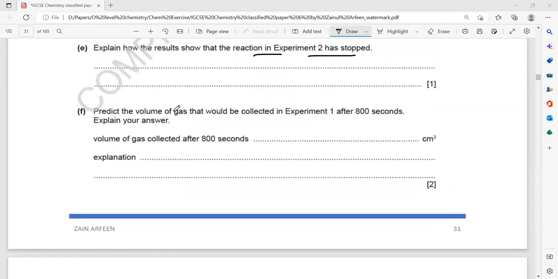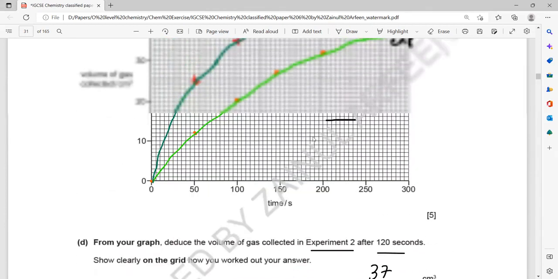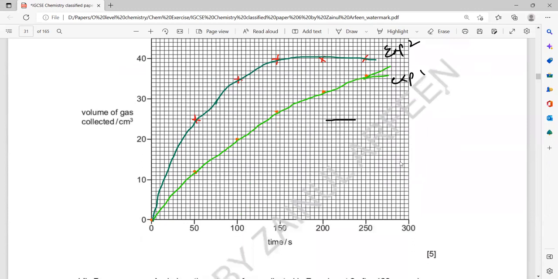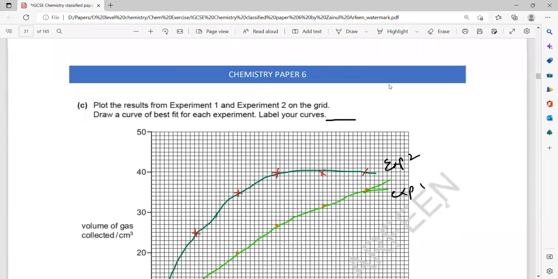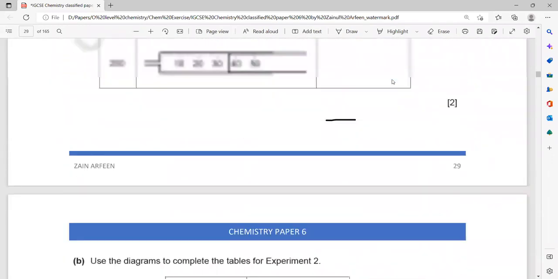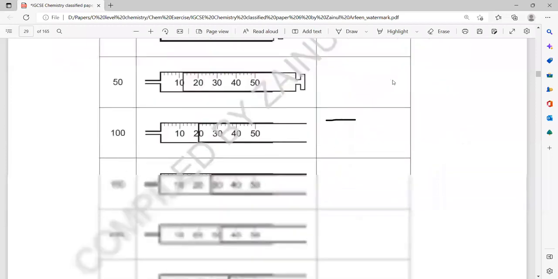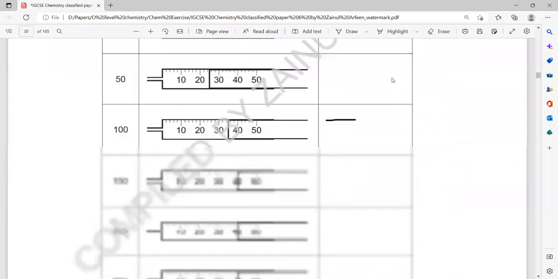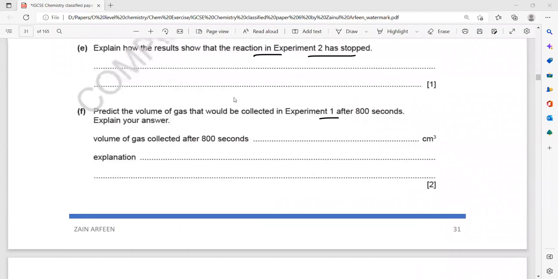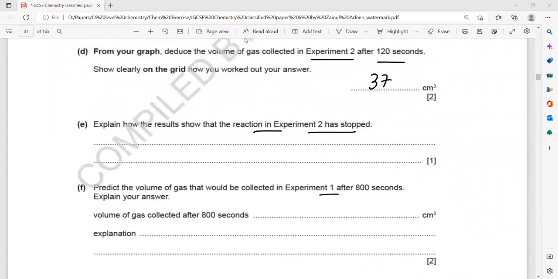Then predict the volume of gas that would be collected in experiment 1. So how much gas will be collected in experiment 1? After 800 seconds. Basically, as you can see, experiment 1 is about to end. It's near about to end. And in experiment 1 and experiment 2, we have the same amount of the reactant. The only difference was the starting temperature. The temperature was different. So can you say what volume of gas will be collected in experiment 1?